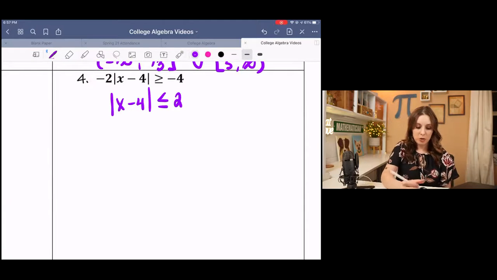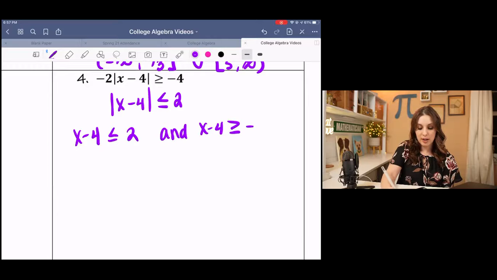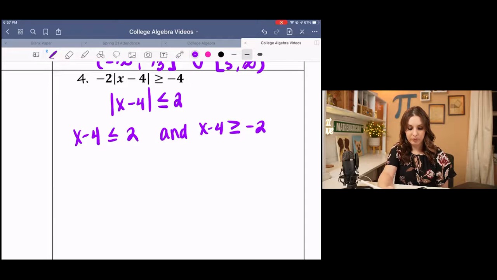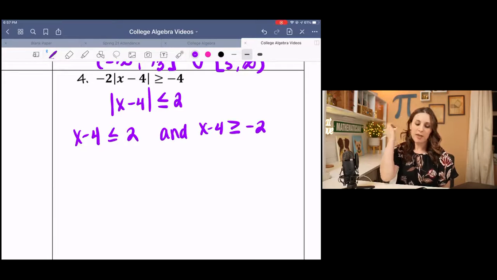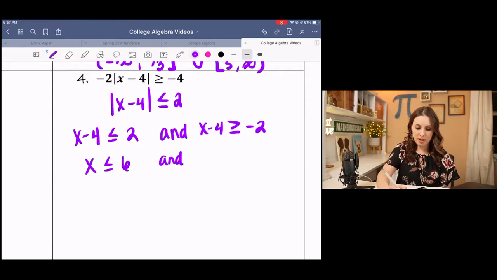And so now your two cases are x minus 4 is less than or equal to 2. That's our original. And x minus 4 is greater than or equal to -2. Then we're going to solve each one. Less than or equal to 6 and greater than or equal to 2.